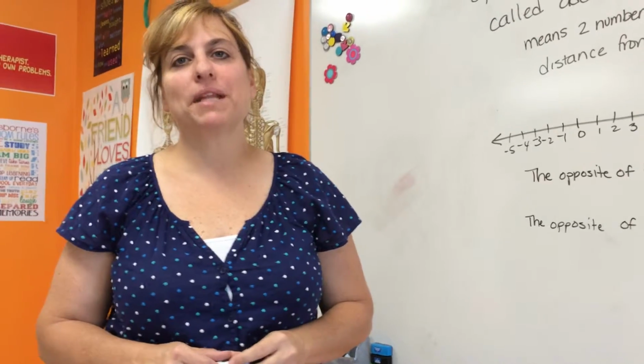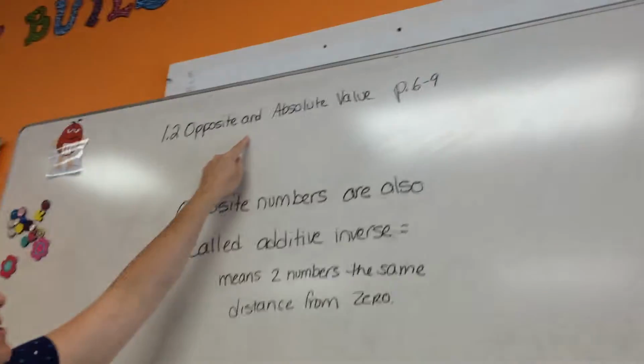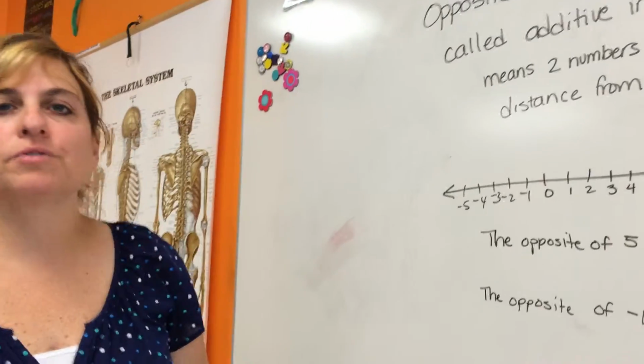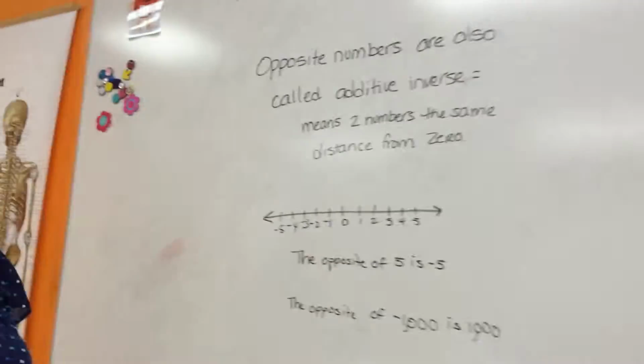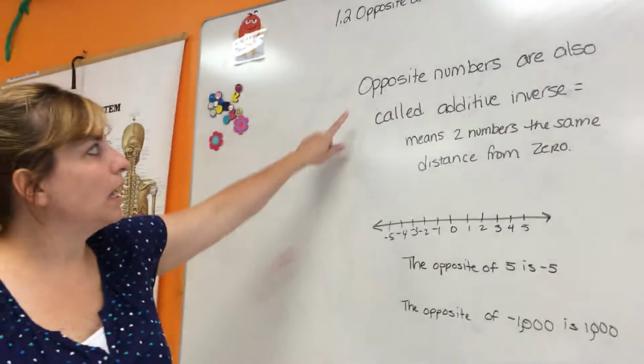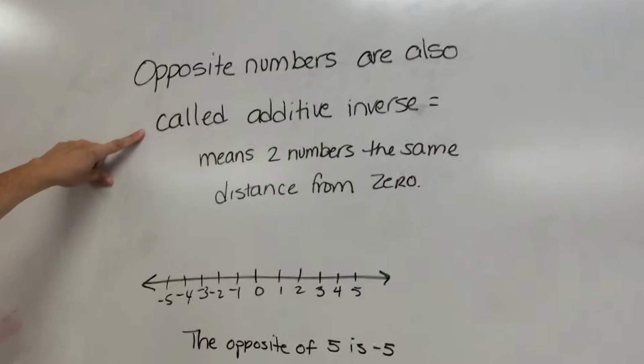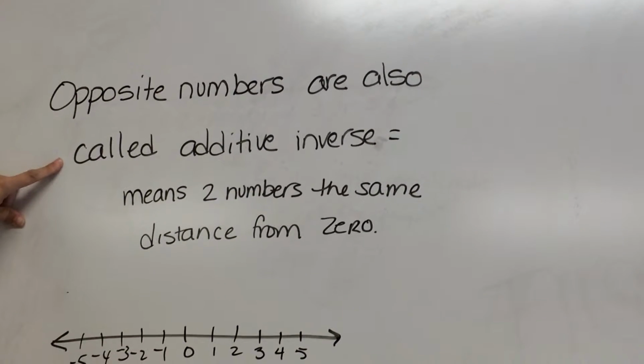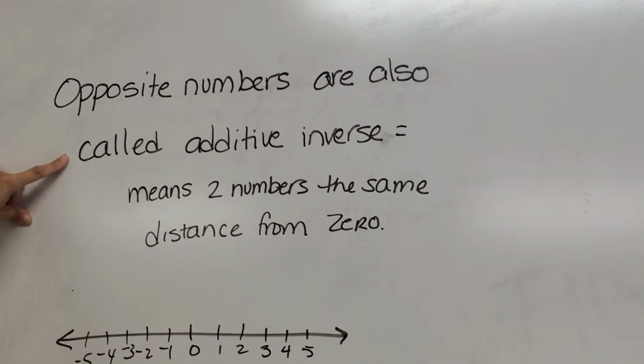Now we're on the next section. We're doing opposite and absolute value, page 6 through 9. Absolute value should be something that you're all familiar with, so this is another review. Opposite numbers are also called additive inverse. So if we're talking about additive inverse, that just means the opposite.